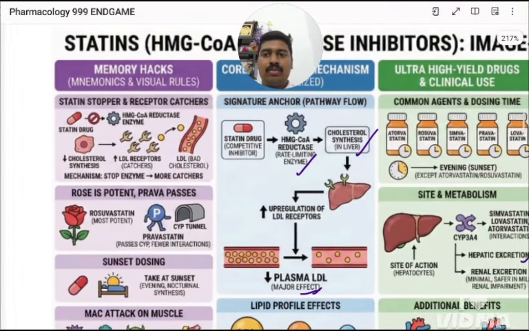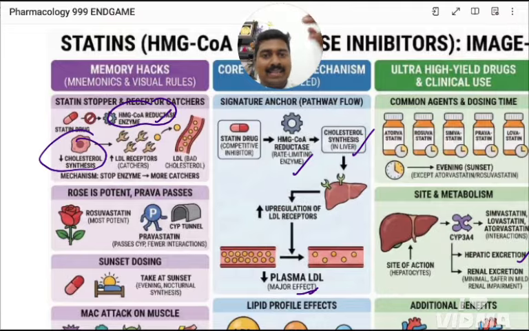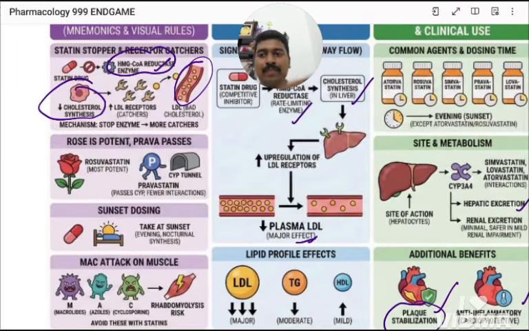Statin stopper and receptor catcher. Statin inhibits the enzyme HMG-CoA reductase, decreasing cholesterol synthesis. So there are increased LDL receptors, which are like catchers; they catch the LDL in the blood and lower LDL levels. Next, rosuvastatin is the most potent. How do you remember this? Rose is potent, that's why you have the image of a rose. Rose is the most potent flower, with a very good smell and aroma. So rosuvastatin is the most potent.